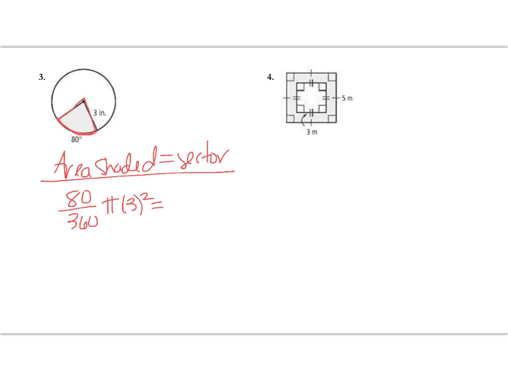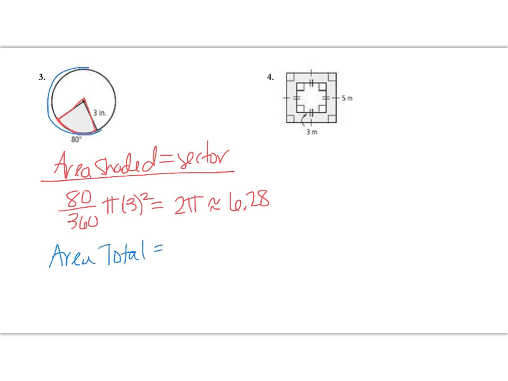And then I'm going to type that in my calculator, 80 divided by 360 times 3 squared. I get 2 pi, which I'm going to change to a decimal right away. That's 6.28. If you can give 2 decimal places when you're rounding the ones with pi's off, that would be great. And then the next thing we need to know the area of, it's always 2 things, the shaded, and then the area of the total.